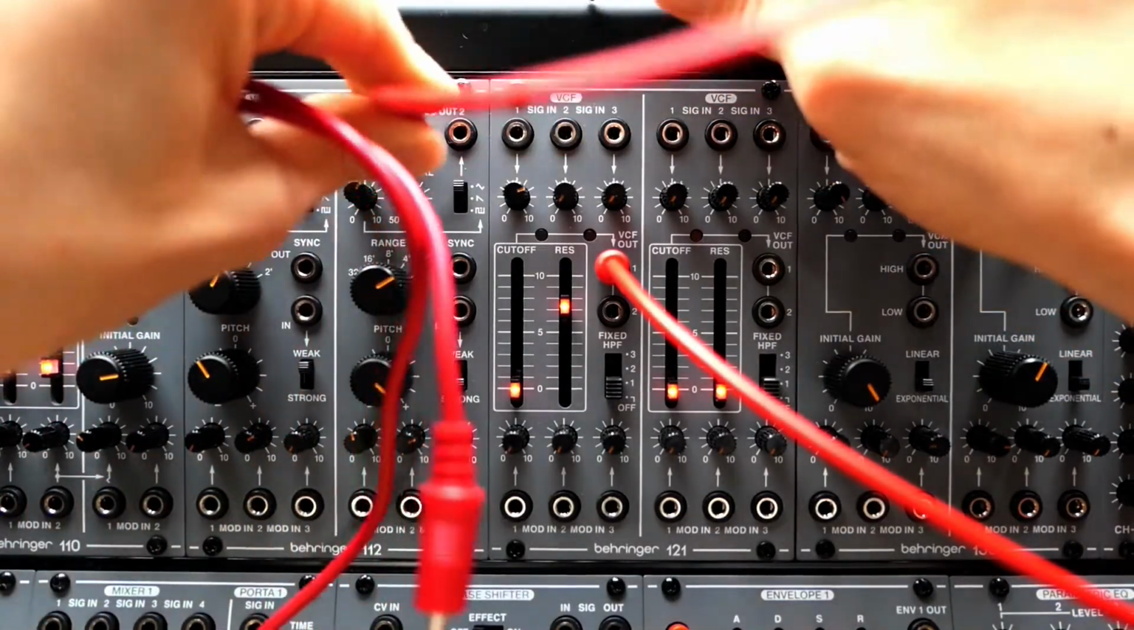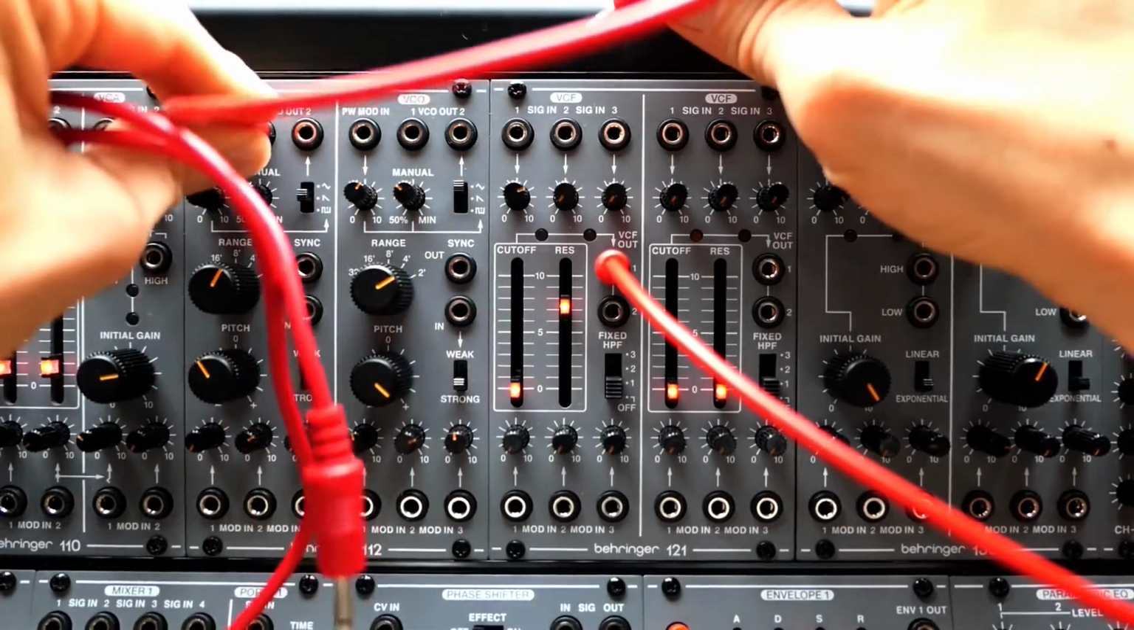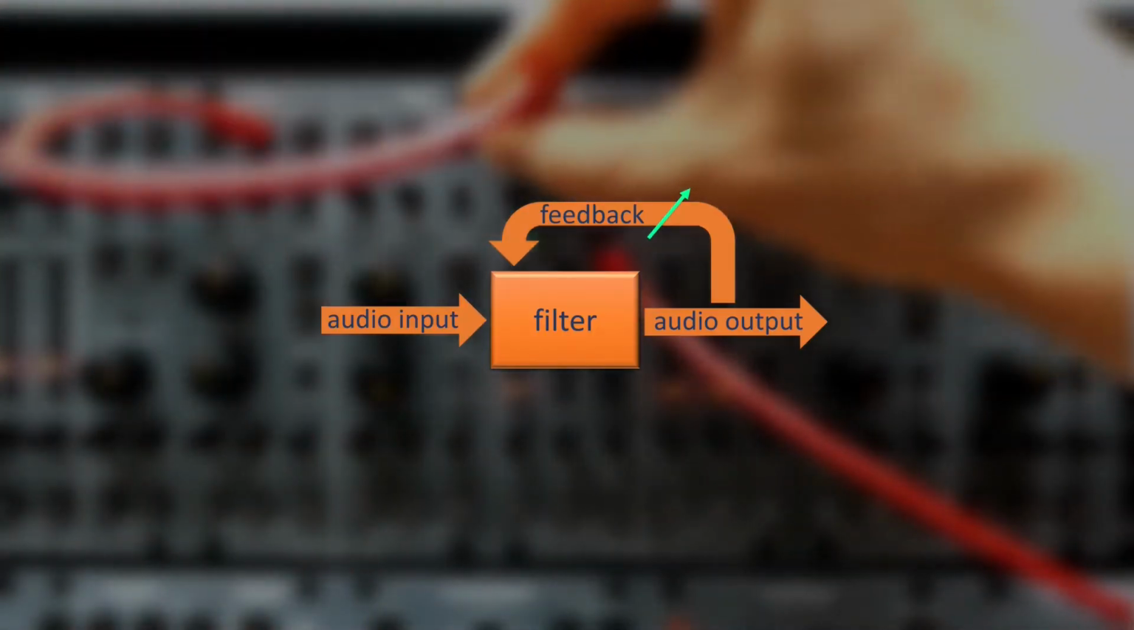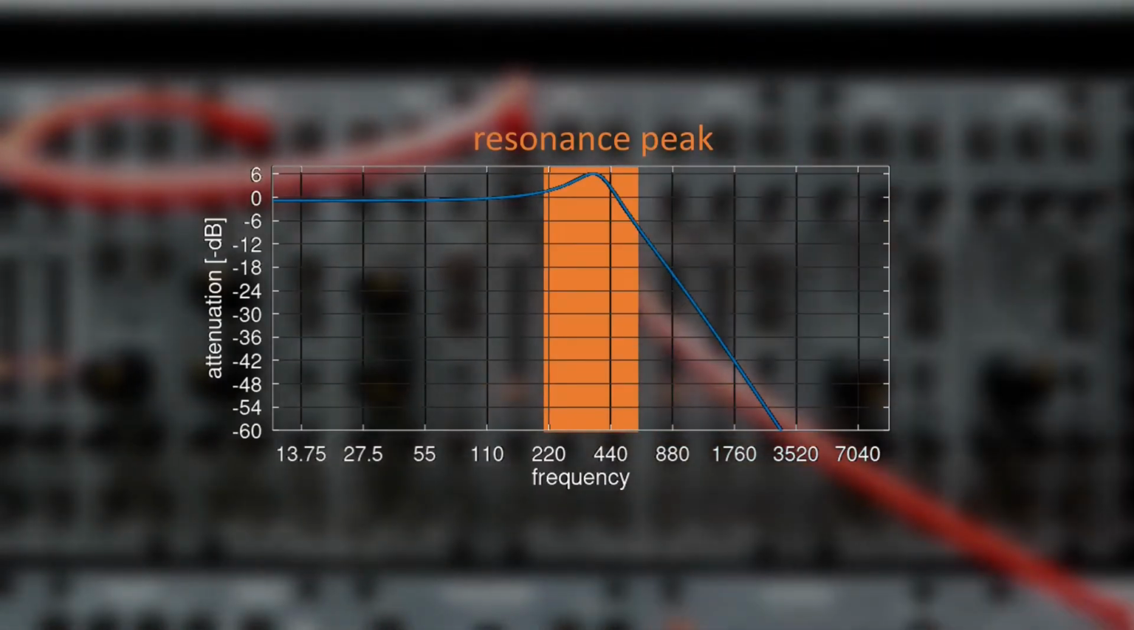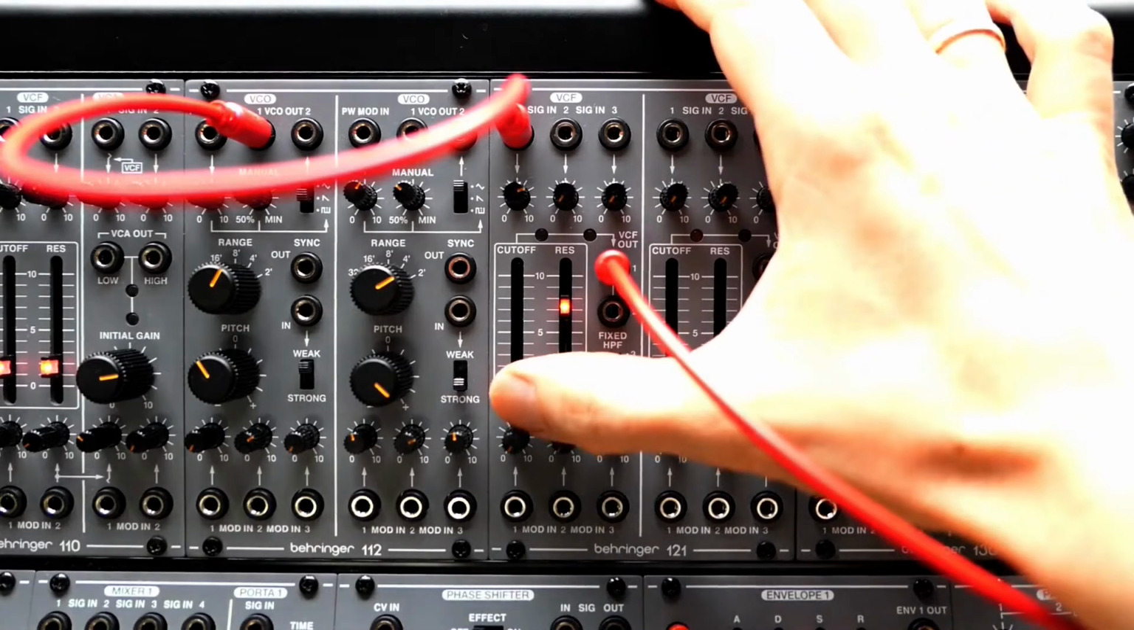Most filters feature a resonance or feedback, which means that an adjustable amount of the filter output is fed back to its input internally. This lifts a portion of the filter curve around the cutoff frequency and boosts the frequencies here.